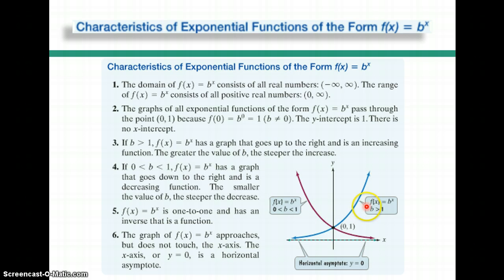Exponential function b to the power x is a 1-to-1 function. If you draw a horizontal line that intersect the graph at one point, every 1-to-1 function has inverse function.